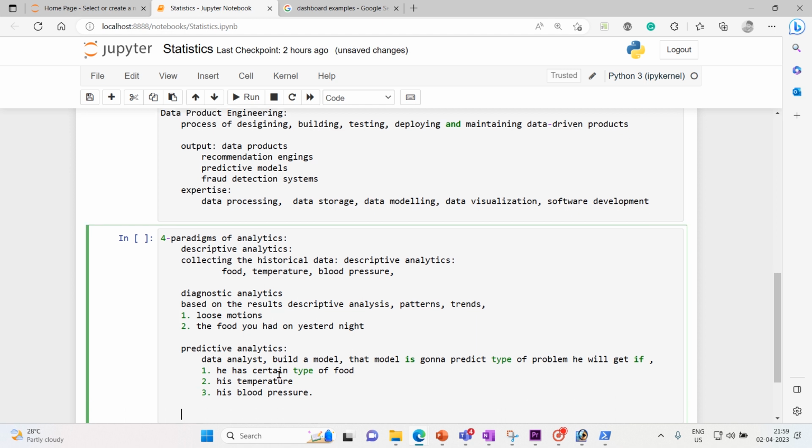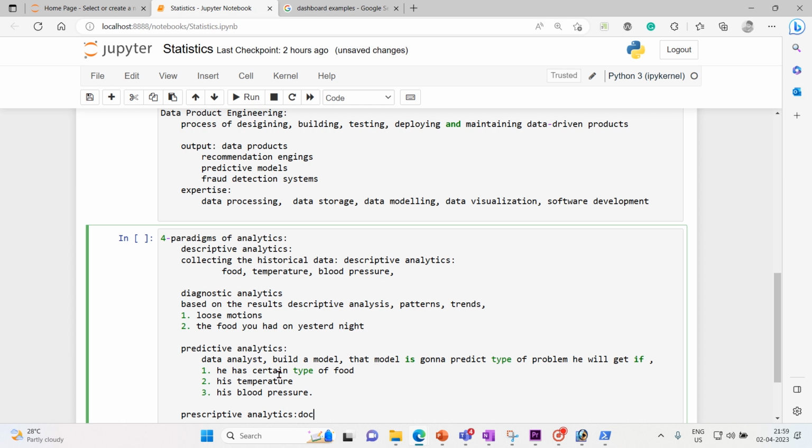And once the predictive analytics is done, then we will go for prescriptive analytics. Prescriptive analytics is straightforward. After going through all those things, after doing descriptive analytics and diagnostic analytics, the goal of prescriptive analytics, or what the doctor is going to do, is provide actionable recommendations that can be used to optimize outcomes and achieve specific goals.